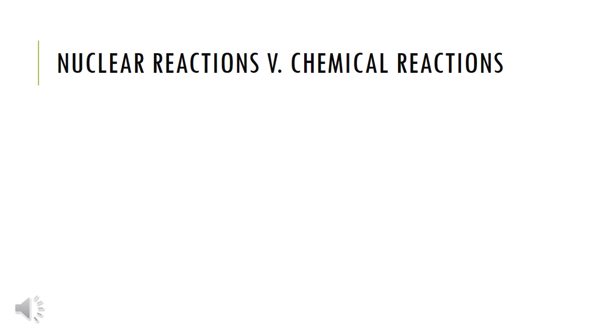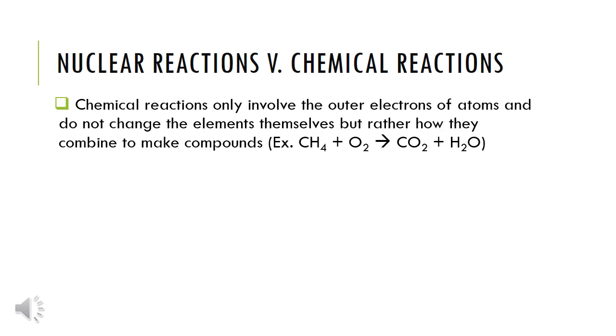You might be asking yourself, well then what's the difference between a nuclear reaction or a nuclear equation and a chemical reaction? Well, chemical reactions only involve the outer electrons of atoms and they do not change the elements themselves, but instead they rearrange them or they combine them to make compounds. So here's an example. CH4 is methane, and when that is reacted with oxygen in a combustion reaction, the products are carbon dioxide and water.